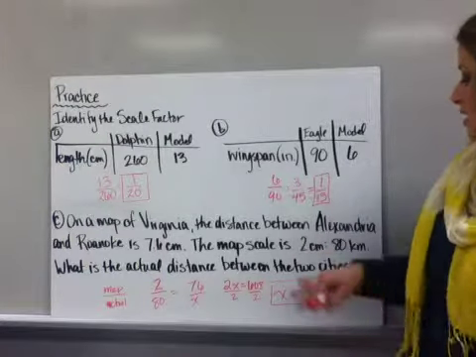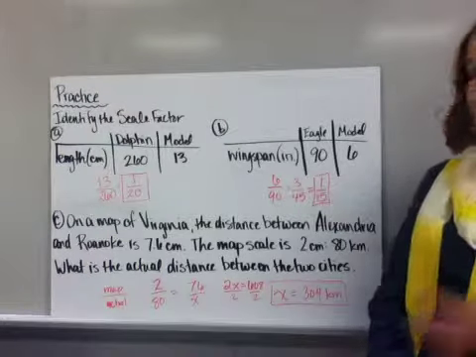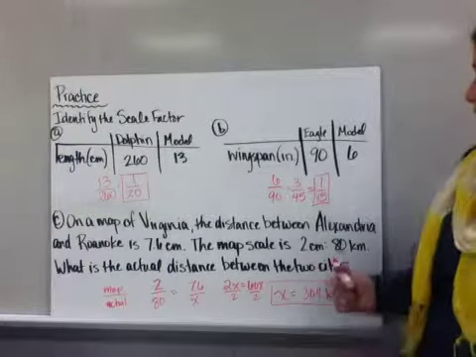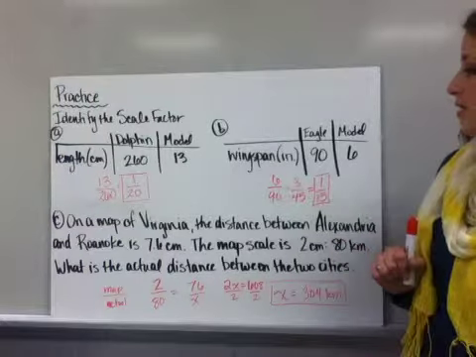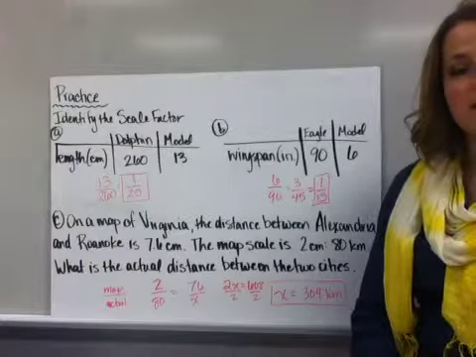Something that you might have done is you could have taken that scale of 2 centimeters equals 80 kilometers and said, well, then 1 centimeter equals 40 kilometers. And so you multiplied 40 times 7.6. That is also another way to do that.